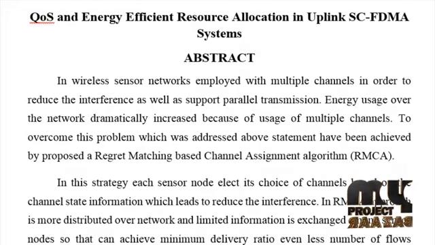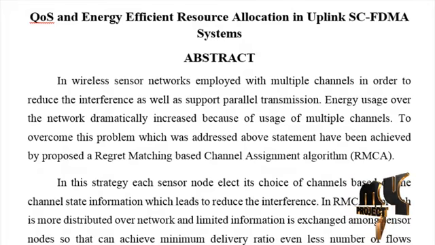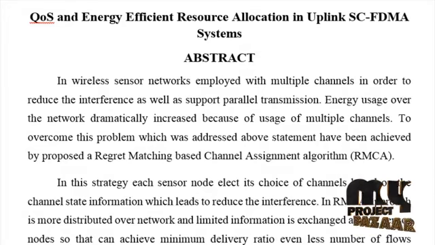reduced interference. The RMCA approach is more distributed over the network and limited information is exchanged among sensor nodes, so that it can achieve a minimum delivery ratio even when fewer flows are performed. This algorithm performed well for time variant flows and network topology. It provided better network performance in terms of delivery ratio and packet latency compared with existing methods such as control, MMSN and randomized CSMA.